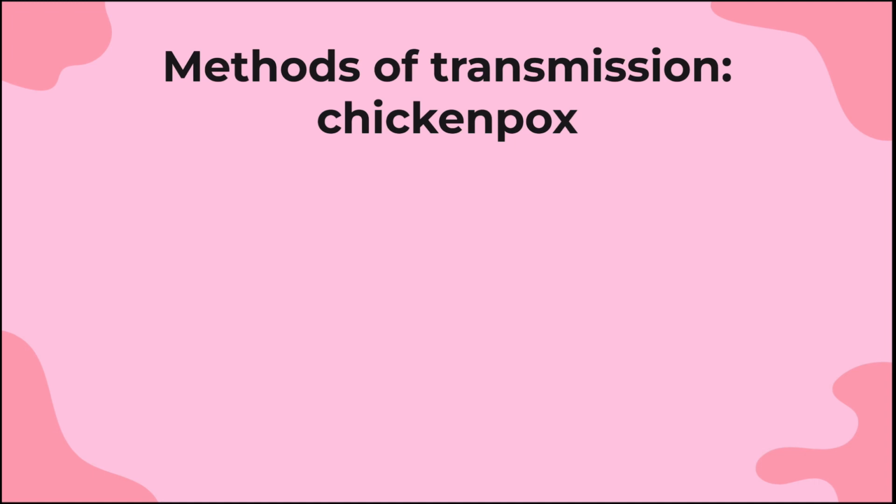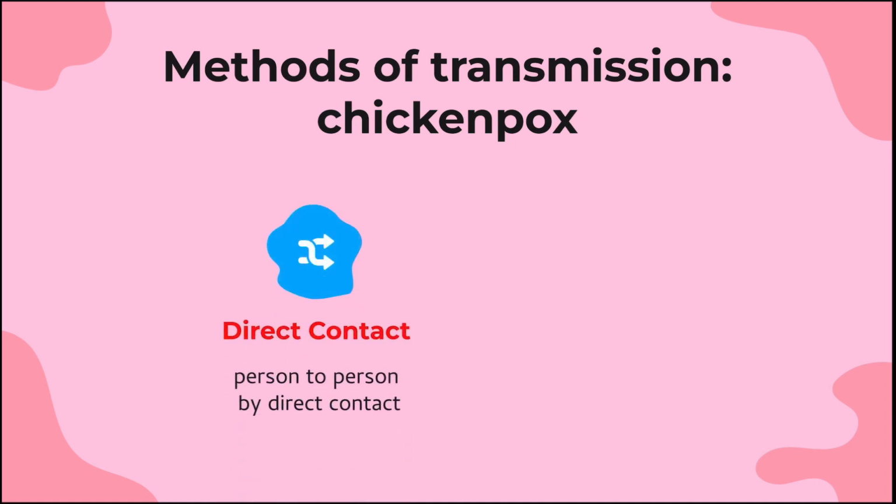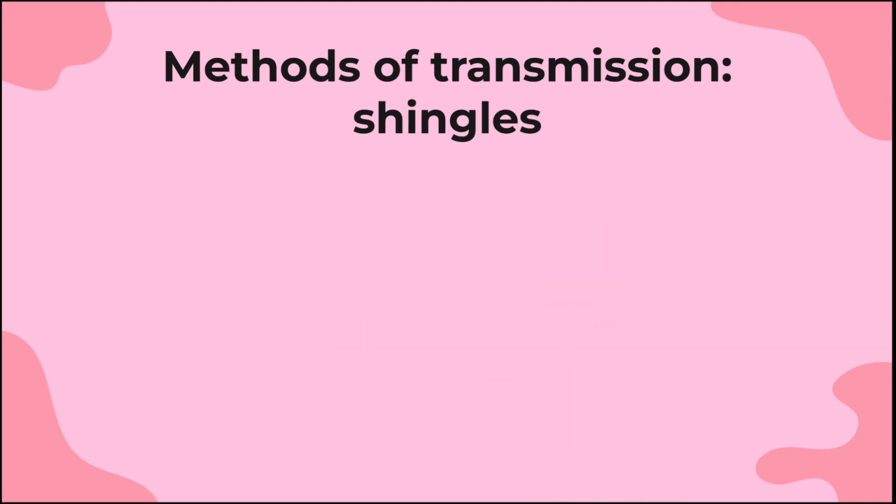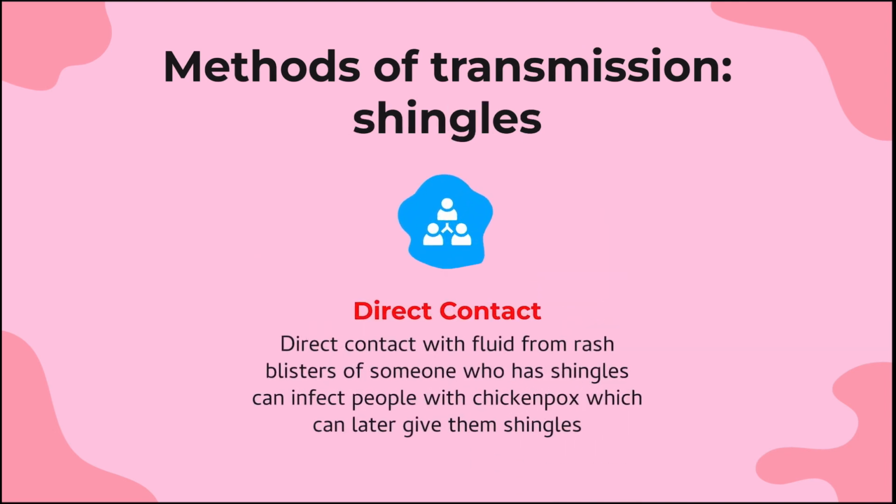For chickenpox, the virus can spread from person to person by direct contact and from inhalation of aerosols from vesicular fluid of skin lesions. If you have shingles, direct contact with the fluid from your rash blisters can spread VZV to people who have never had chickenpox or never received the chickenpox vaccine. If they get infected, they will develop chickenpox and not shingles. They could then develop shingles later in life.